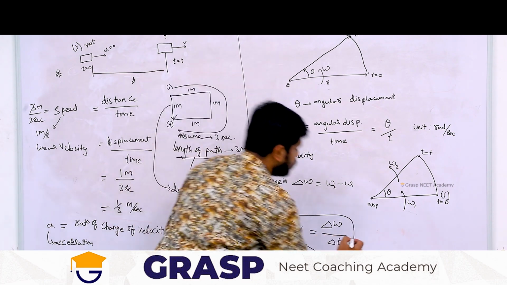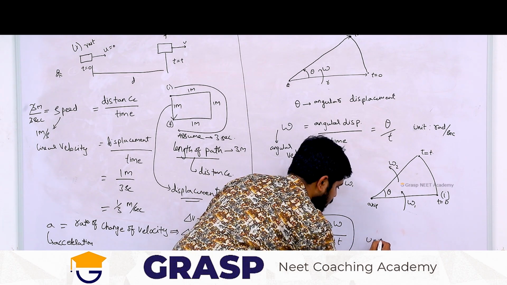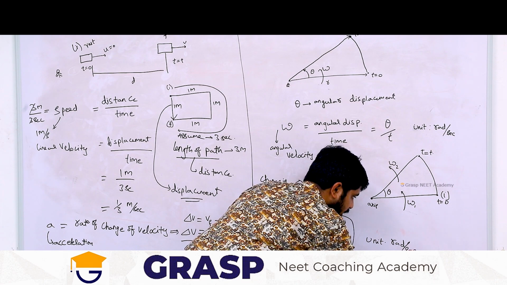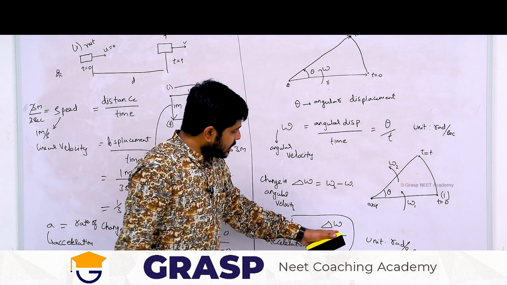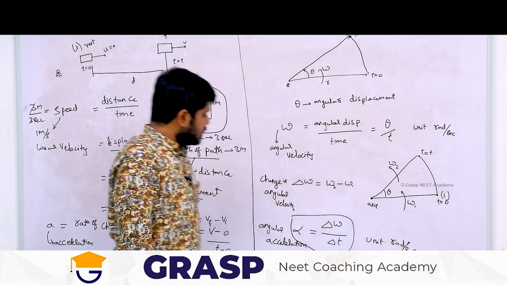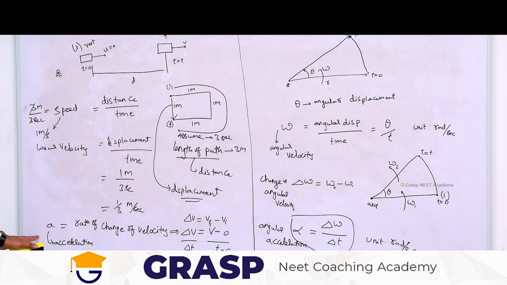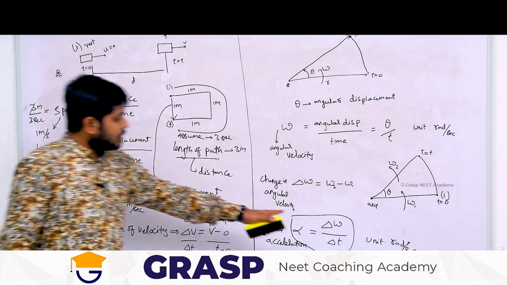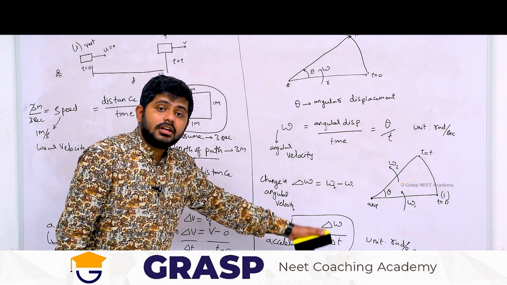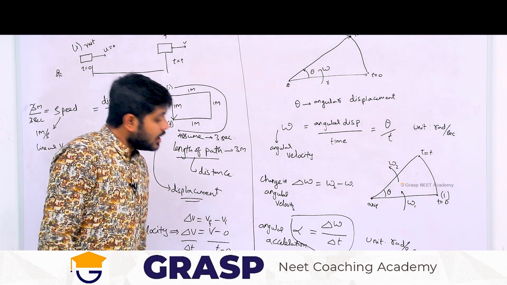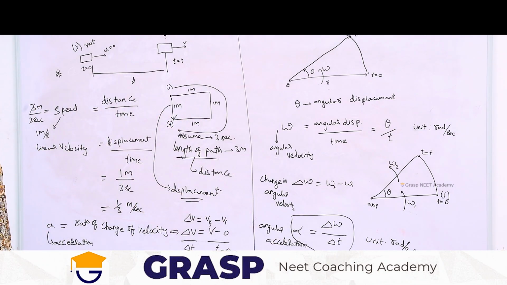Now the unit is radian per second square. Omega is already radian per second, and again a second will come, so radian per second square. Linear acceleration is the change in linear velocity by time. Angular acceleration is the change in angular velocity by time. We will take it as angular acceleration.